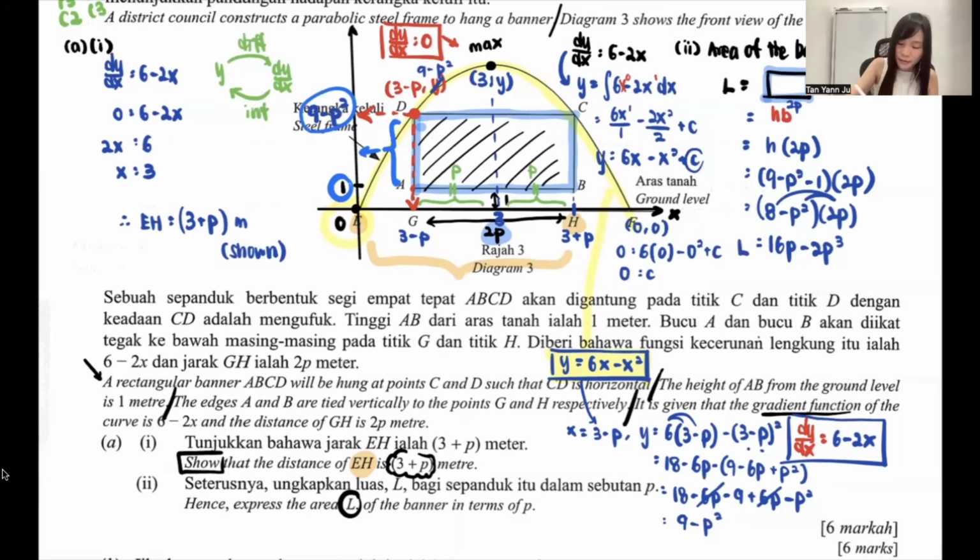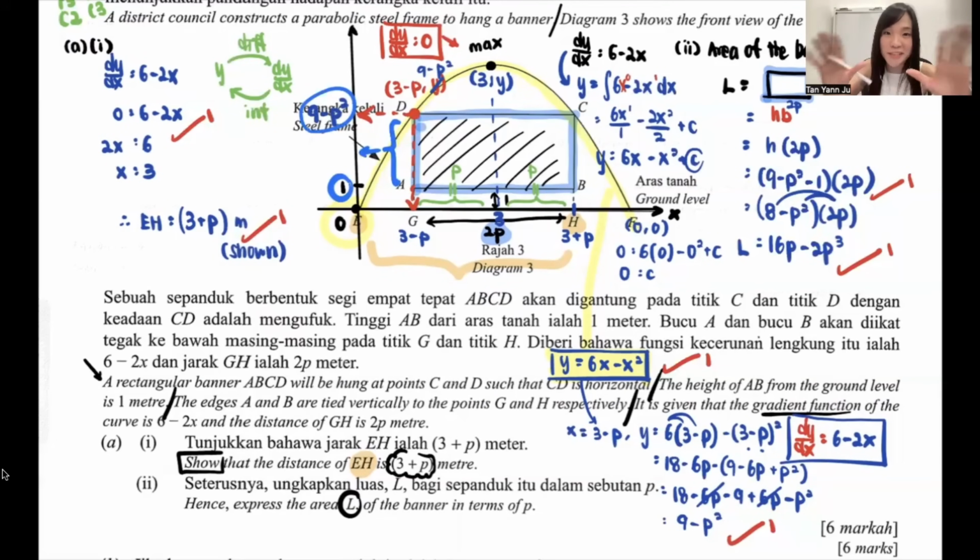Done. Let me show you guys the marks, okay? The moment you do dy/dx equals 0, 1 mark. You're getting 3 minus P shown, 1 mark. Just now you can sub it in and get the Y coordinate, definitely 1 mark. And then you integrate it and get the equation for the curve, 1 mark. You can do height times base, 1 mark. You're able to get the L answer, another 1 mark. There you go, 6 marks.